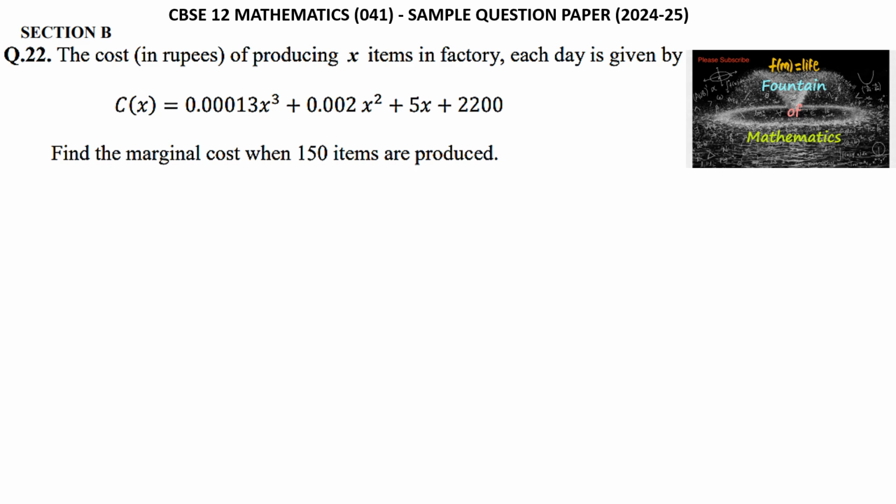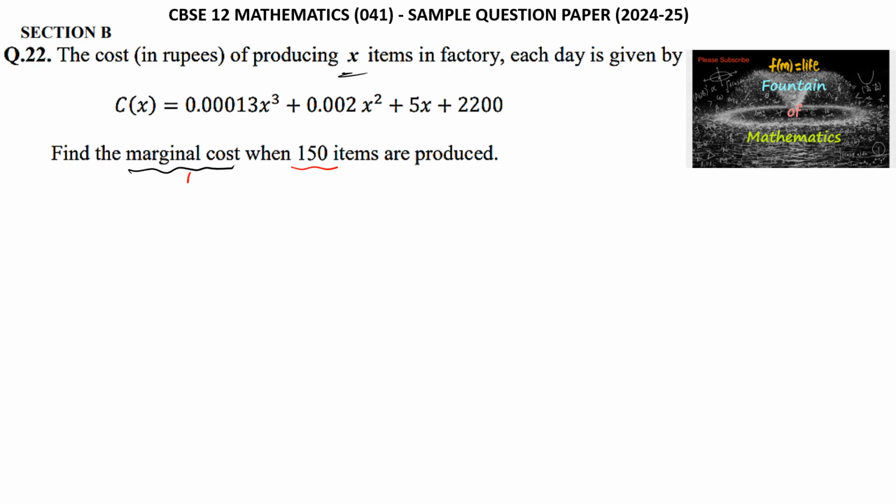Given that the cost of producing x items in a factory each day is given by C(x) = 0.00013x^3 + 0.002x^2 + 5x + 2200, we need to find the marginal cost when 150 items are produced.